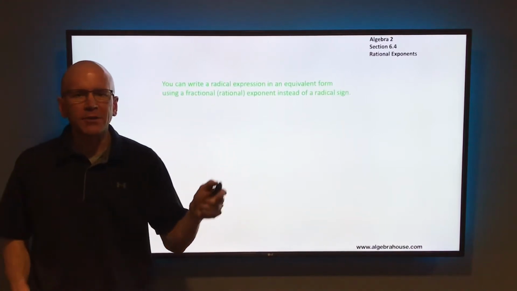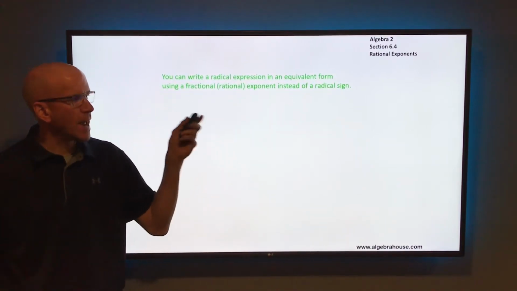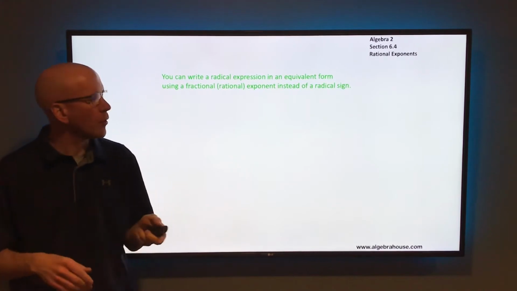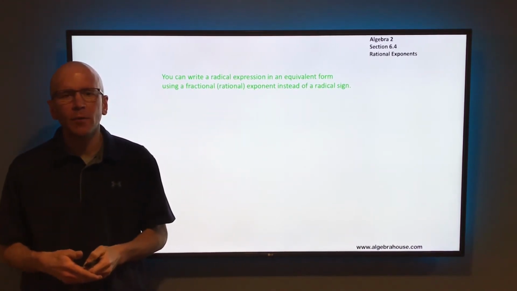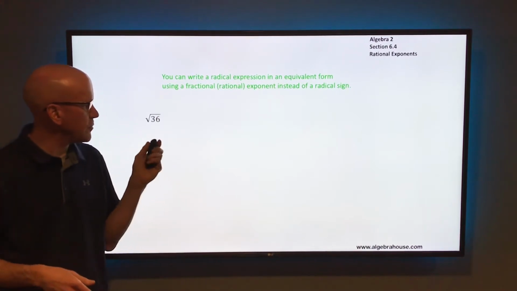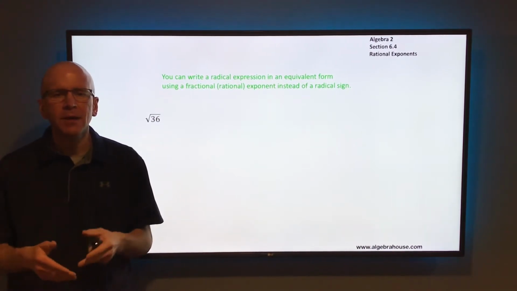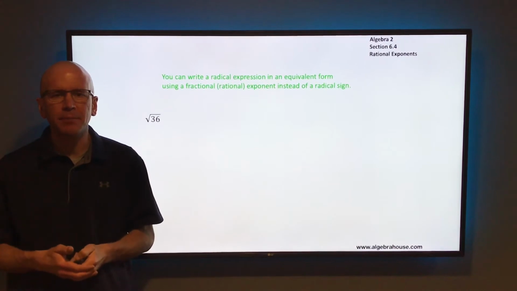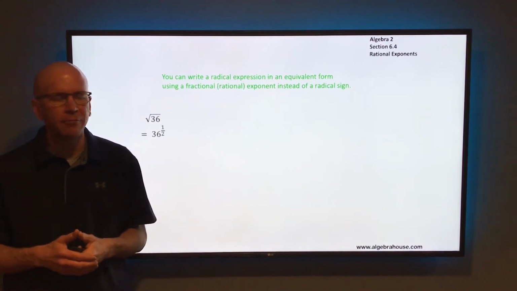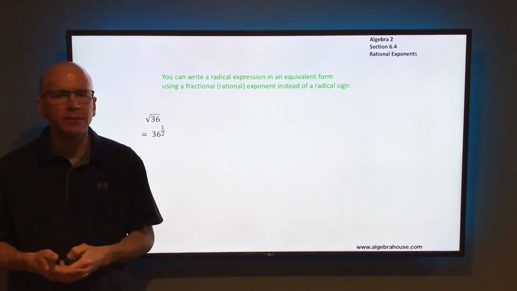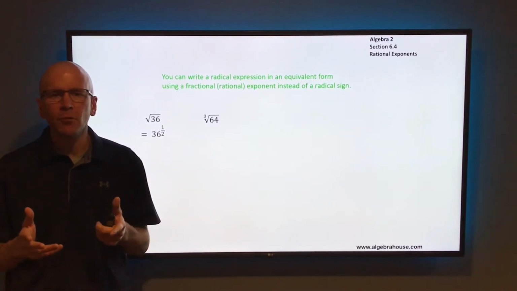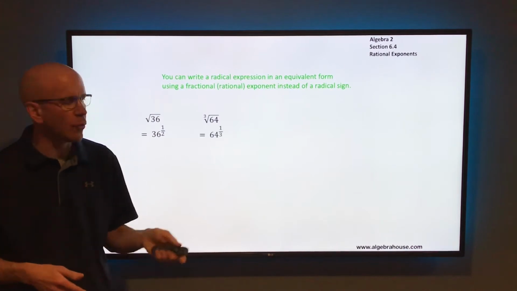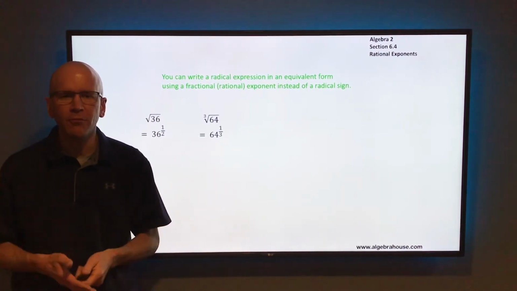We're going to talk about rational exponents. You can write a radical expression in an equivalent form using a fractional or a rational exponent instead of a radical sign. For example, the square root of 36 is the same thing as 36 to the 1/2 power, which of course would be 6. The cube root of 64 is the same as 64 to the 1/3 power, which would be 4.